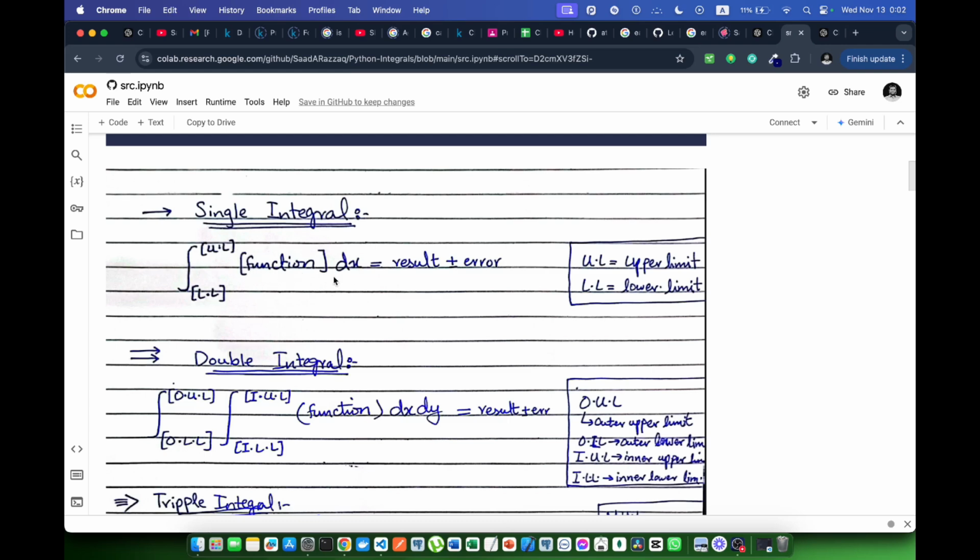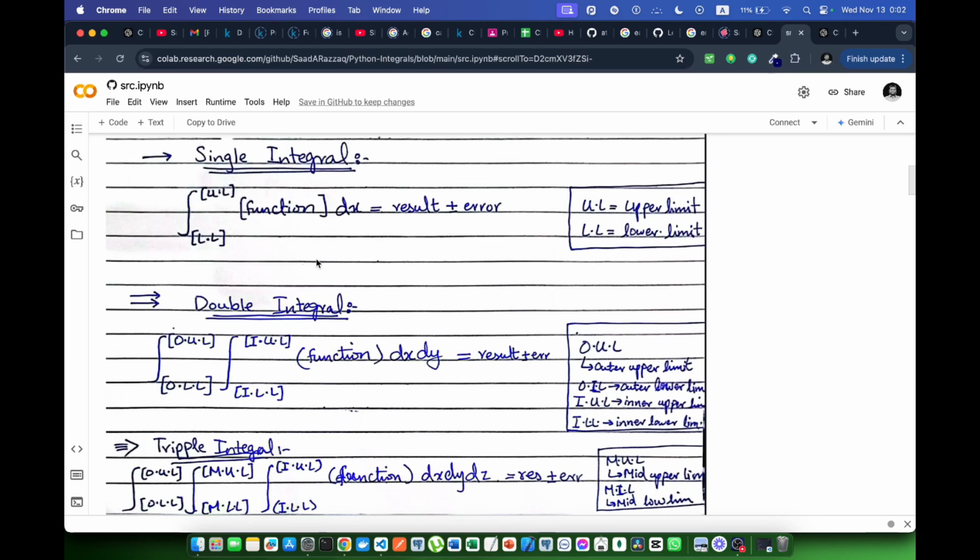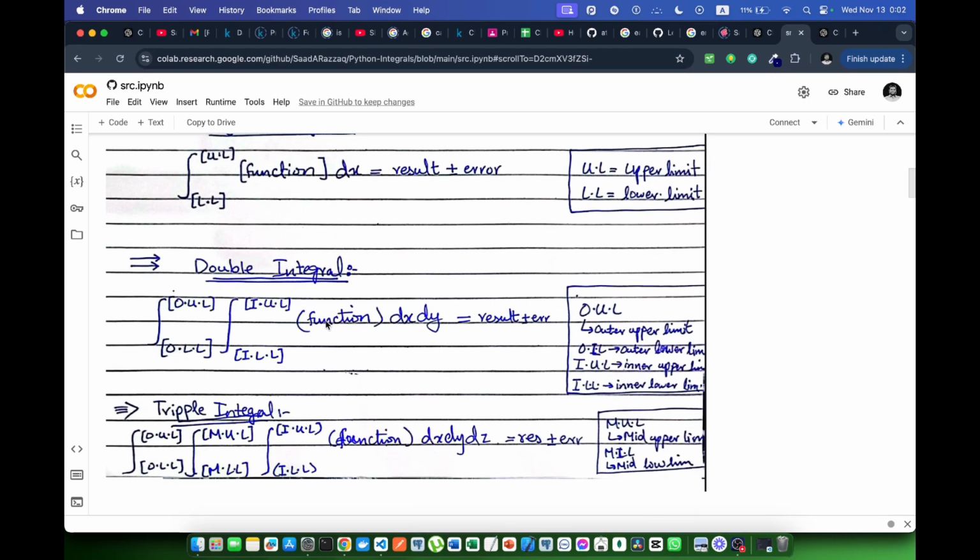There's a function right here. After the tedious calculation in mathematics, we always get a result as well as an error. UL demonstrates upper limit and LL means lower limit. Moving on to double integrals. This is the outer integral. This is the inner integral. As you can see, outer upper limit, outer lower limit, inner upper limit, inner lower limit. There's always a function inside each integral on which we are going to perform the integration. So this factor is common in all three types, and there is always a result as well as an error.